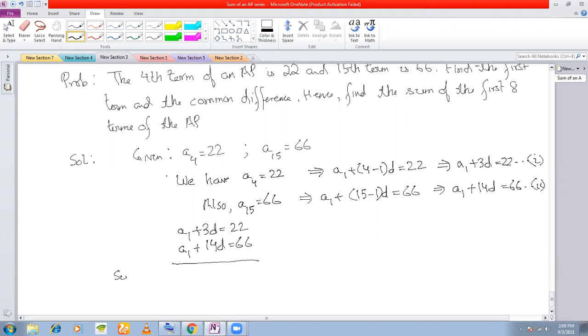Subtract. So you get 14 minus 3 as minus 11D, and 22 minus 66 is minus 44. That means you get D is equal to minus 44 divided by minus 11, which is equal to 4.